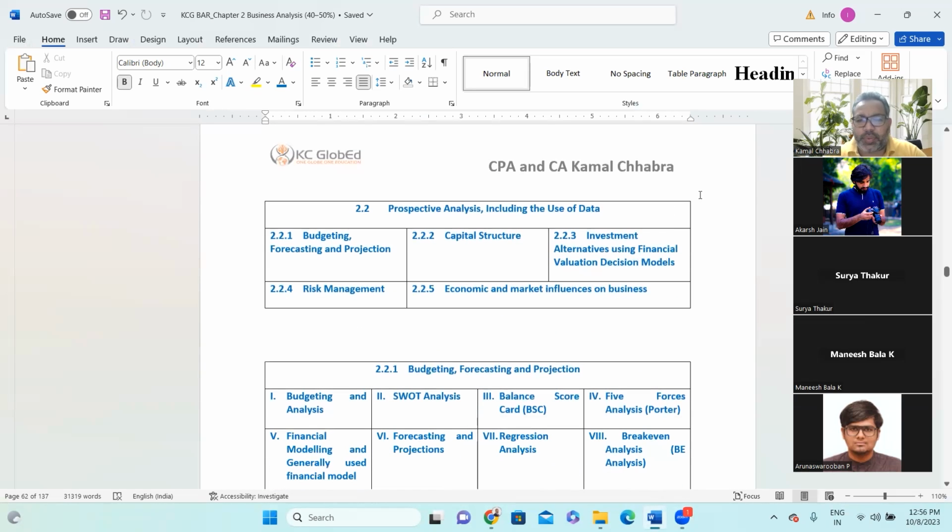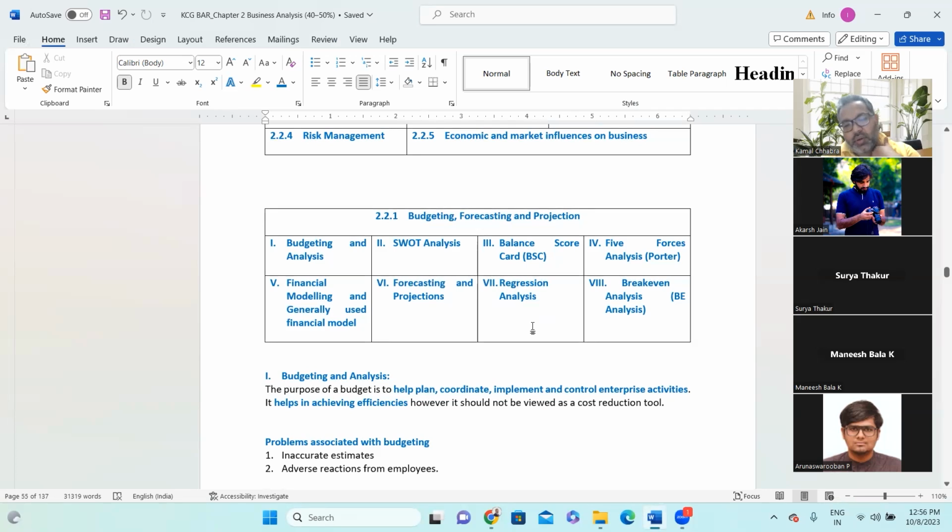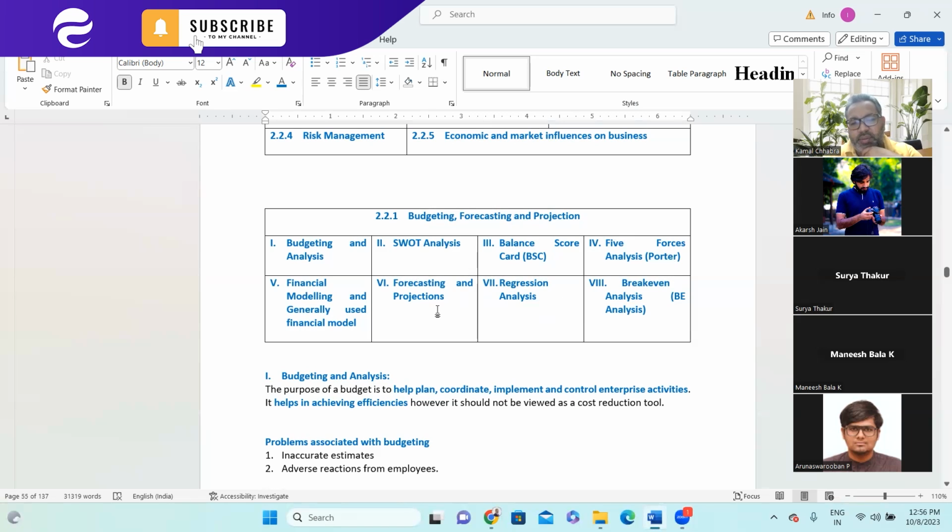So we have started with 2.2 prospective analysis including use of data. And in this, we are at the very first topic, budgeting, forecasting, and projection. In the budgeting, forecasting, and projection, there are 8 topics which we need to cover. Budget analysis we have covered, SWOT analysis we have covered, balanced scorecard that also we have covered. So now we are covering 5 force analysis and financial modeling. Then we need to cover forecasting, projection, regression analysis, and break-even analysis. So in the next 1 hour, we'll be covering 5 force analysis, financial model analysis, and the forecast and projection. Then regression and break-even we'll cover in the next class.